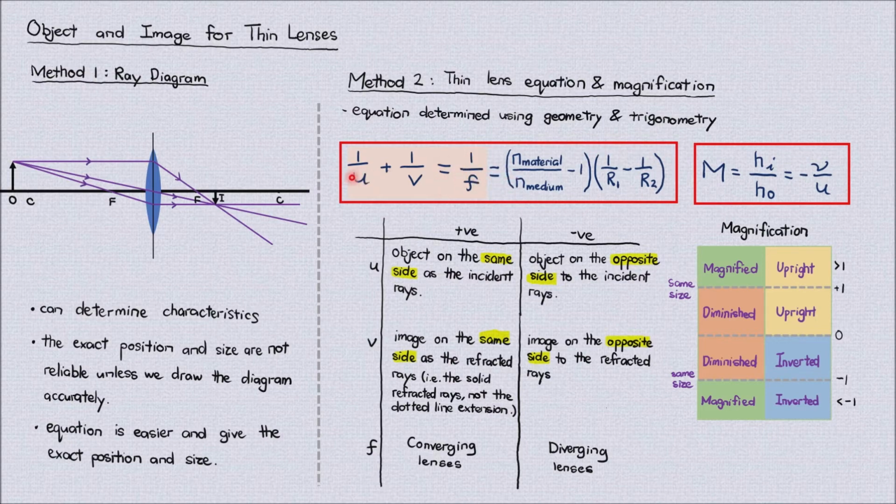For the sign convention, u is still the same as for mirrors. So if your object is on the same side as the incident rays, then you get a positive u. But if your object is on the opposite side of the incident rays, you get a negative u. I mentioned last time that I can't think of any situation where you have a negative u, but after looking through some exercises or questions in books, I found out that it's actually possible.